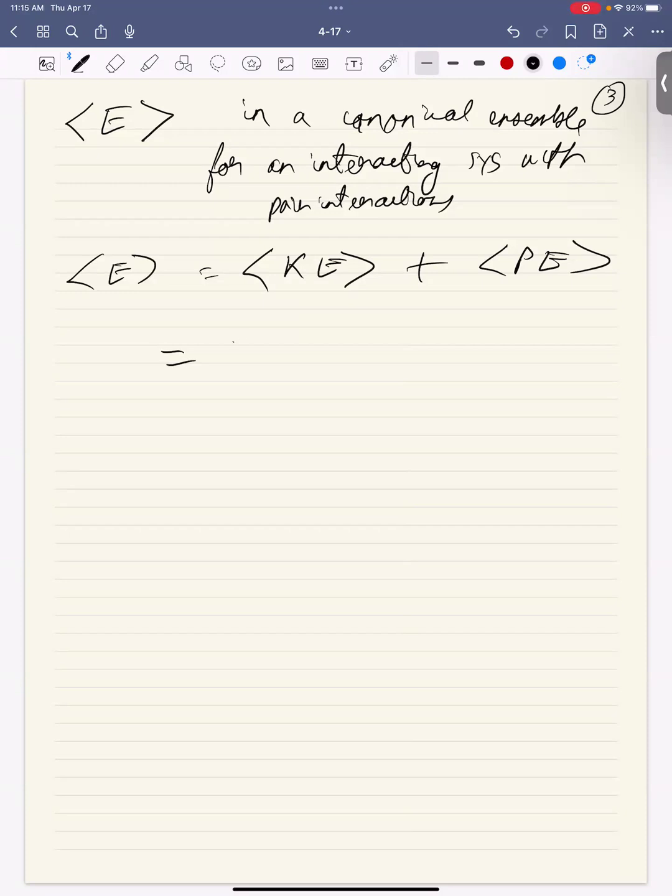3/2 kBT. 3/2 n kBT, right? How? Why? Gaussians. Well, first of all, the equipartition theorem. That's the easiest answer. Every degree of freedom consumes half kT. But the more rigorous answer is Gaussian. What exactly do you mean by Gaussian?